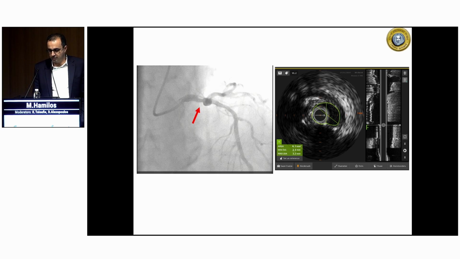So the tightest diameter, the MLA that we could measure, was 6.3. We couldn't go below 6. And now we have a discrepancy. We have an IFR, which shows significant left main, and we see IVUS with borderline MLA.